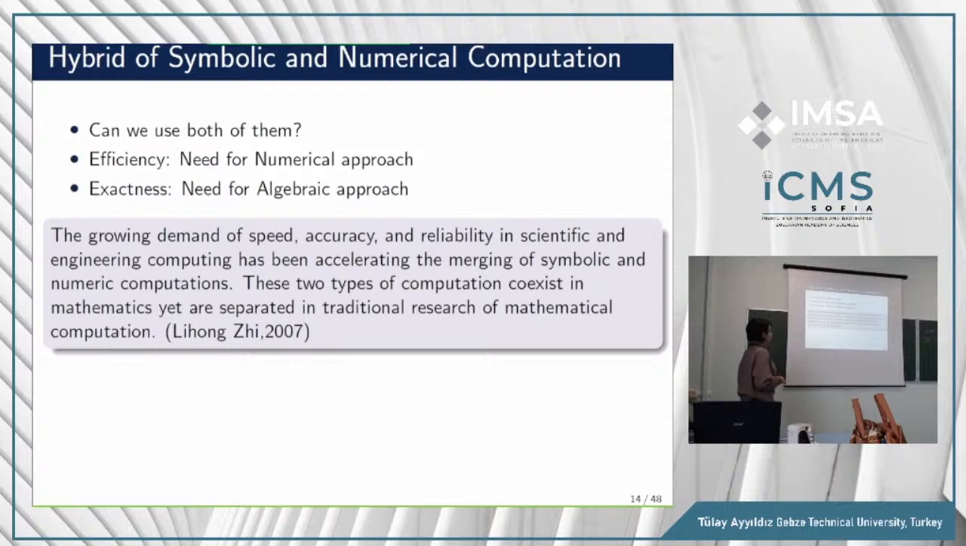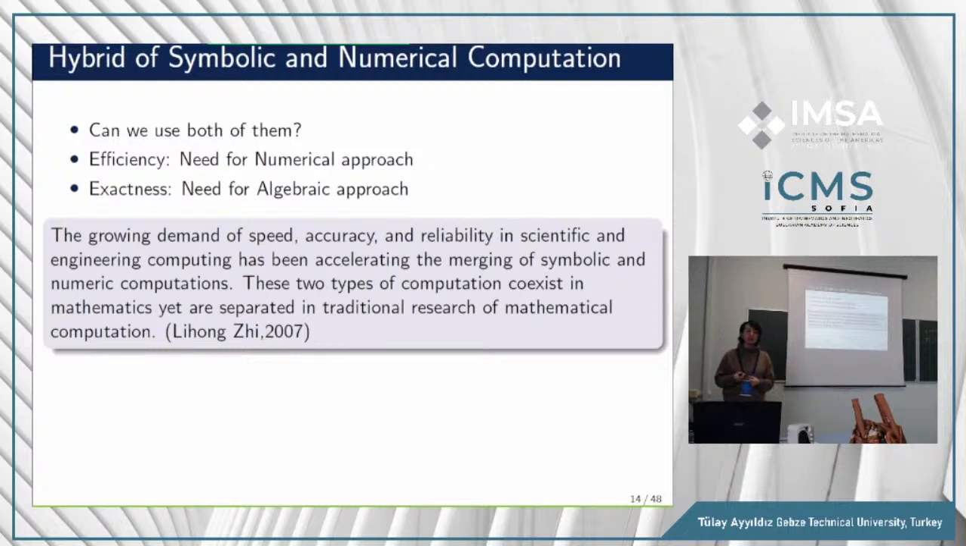There is a little booklet about symbolic numerical computation, and this is what she said in the preface of the book: the growing demand of speed, accuracy, and reliability in scientific and engineering computation has been accelerating the merging of symbolic and numerical computations. The reliable part is coming from symbolic computation. These two types of computation coexist in mathematics, yet are separated in traditional research of mathematical computation. So how we can use it, both of them can have different parts.